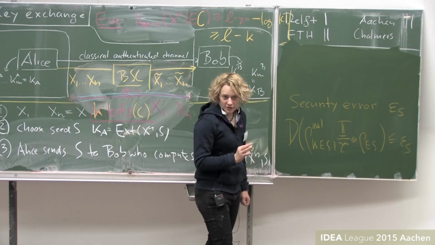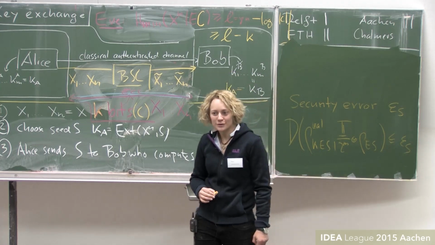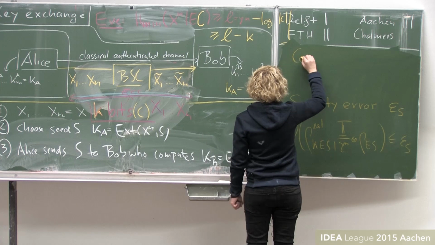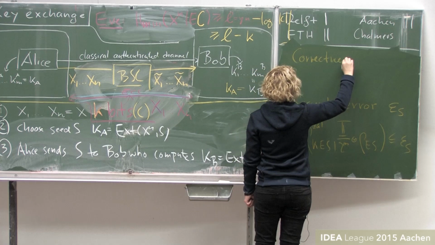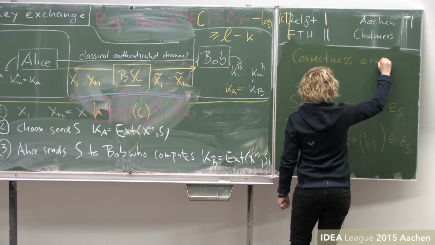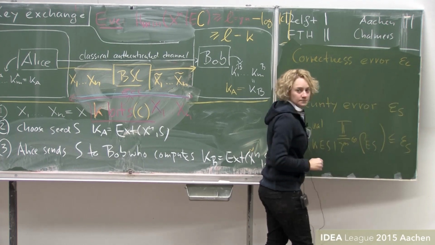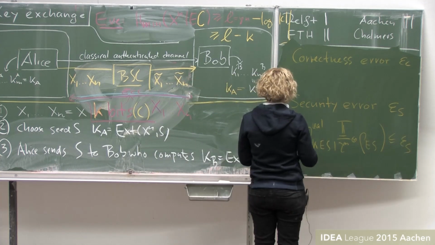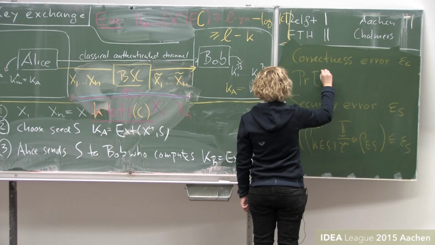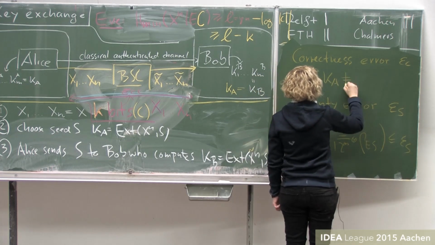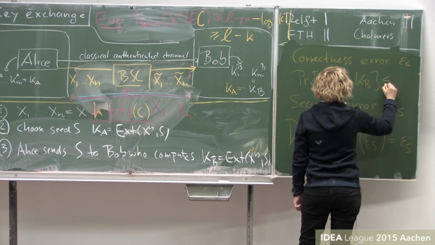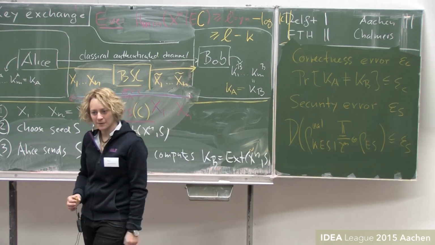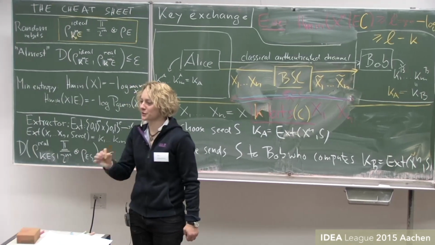In any real-world implementation of a cryptographic protocol, where we might need to correct errors, there's also an error which is called the correctness error, which I will call EC. You can think that here we want the probability that the string Alice outputs is not equal to the one Bob outputs to be very small. Of course, we want to make this as small as possible, ideally 0, but maybe we cannot always achieve that.